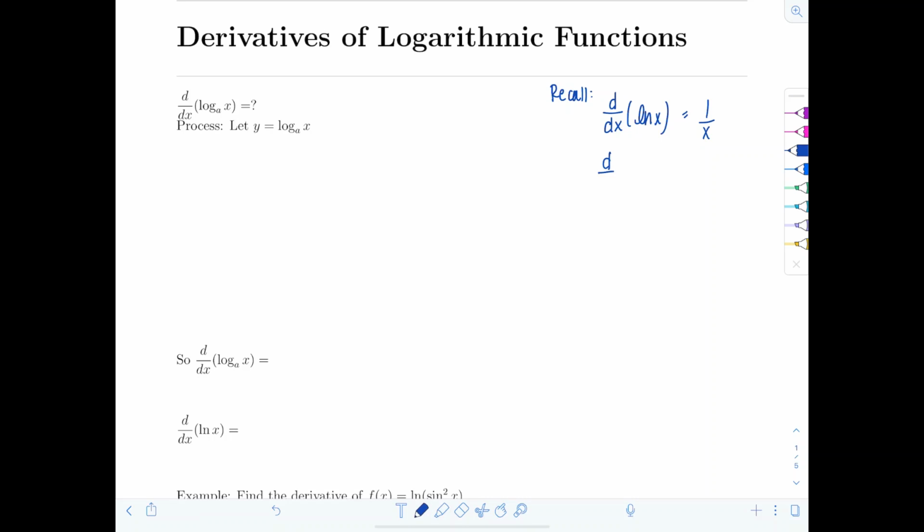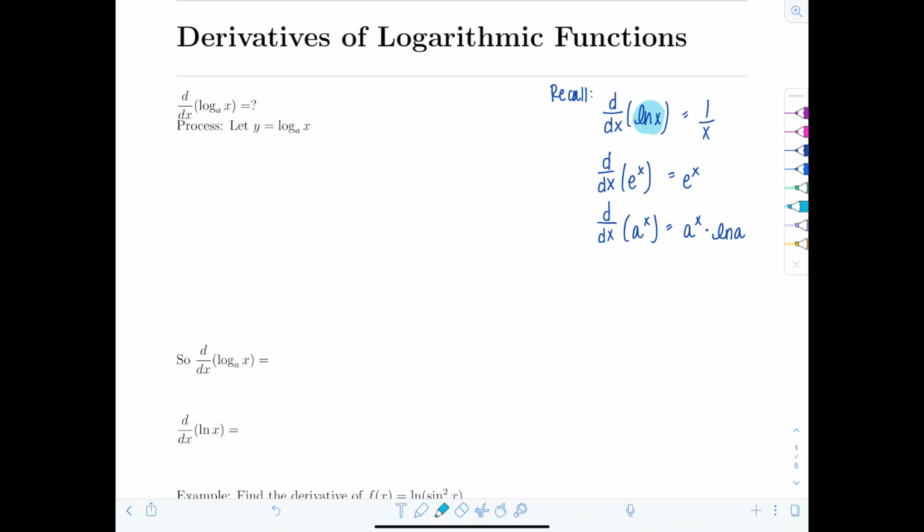And then we also know that the derivative with respect to x of e to the x, this is probably one of your favorites, it's just e to the x. And then earlier we showed that the derivative with respect to x of a to the x is a to the x times ln of a. So, any guesses on what's going to happen if we need to differentiate log base a of x instead of log base e of x, the natural log?